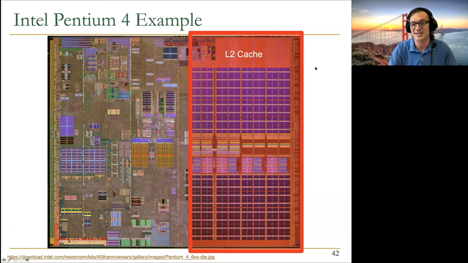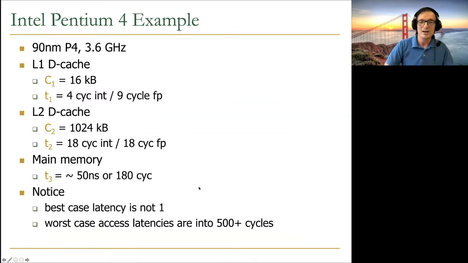But again, this is circa 2004 or so, or 2005 maybe. But you can see that the L2 cache is occupying a lot of space over here. But these are the values in Pentium 4, at least one version of Pentium 4. Basically, the capacity of L1 cache is 16 kilobytes. Intrinsic access time is 4 cycles for integers. Ignore the floating point, because floating point requires wider values, so they require longer cycles. L2 data cache capacity is 1 megabyte in this particular processor, and the access time is 18 cycles.